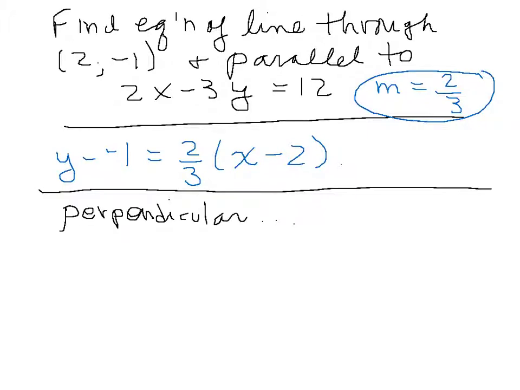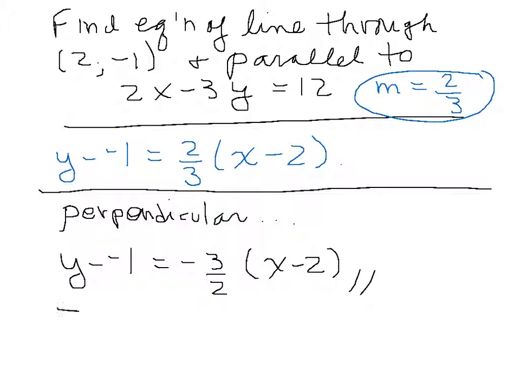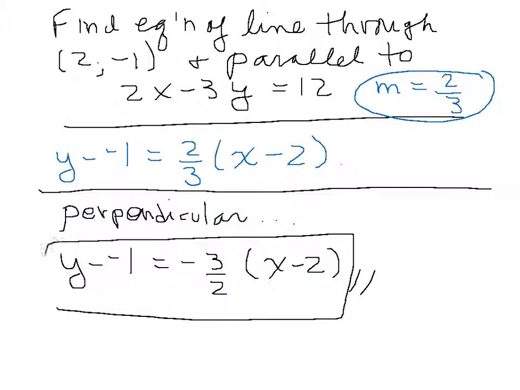So what if the question was, instead of being parallel to this line, it was perpendicular to this line? Well, the work is the same, and it's just going to be y minus minus 1 is equal to, okay, if it's perpendicular, then this is going to be minus 3 over 2, the negative reciprocal, times x minus 2. And it really is that simple. And we stop here. We don't have to do anything more. This answer is perfectly fine.